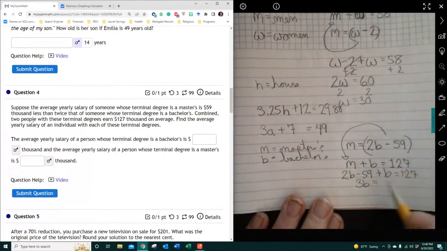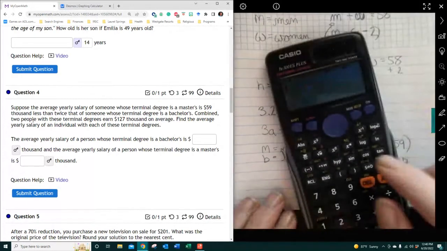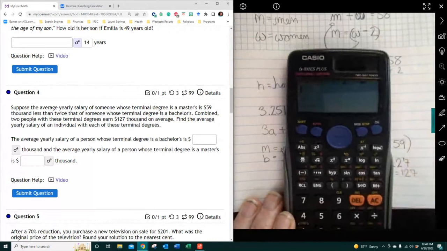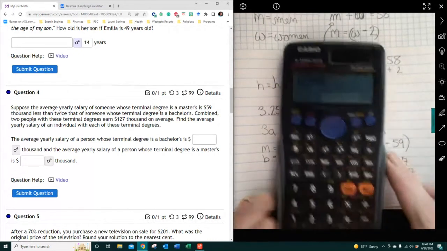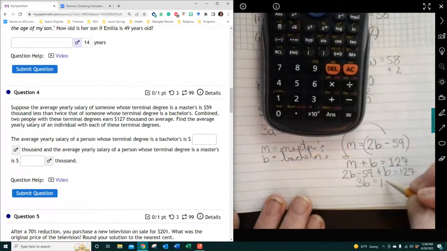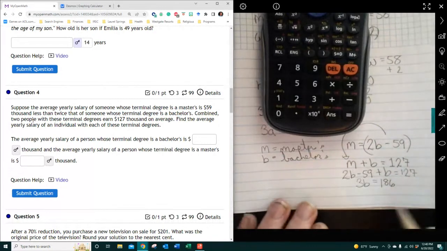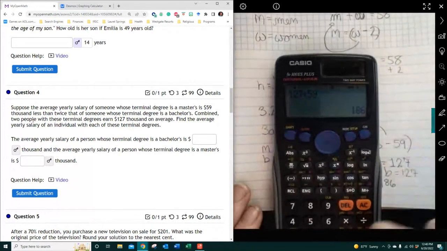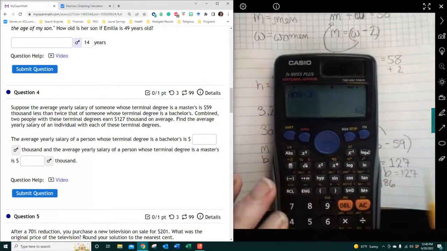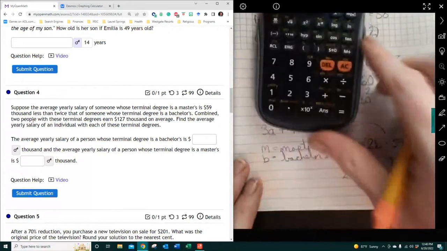And then we're going to add 59 to 127. Of course, we can always use a calculator. Say 127 plus 59, and you don't even have to think about it. We get 186. Now, once we get that, we divide both sides by 3. So take the 186 and divide it by 3 and get 62.